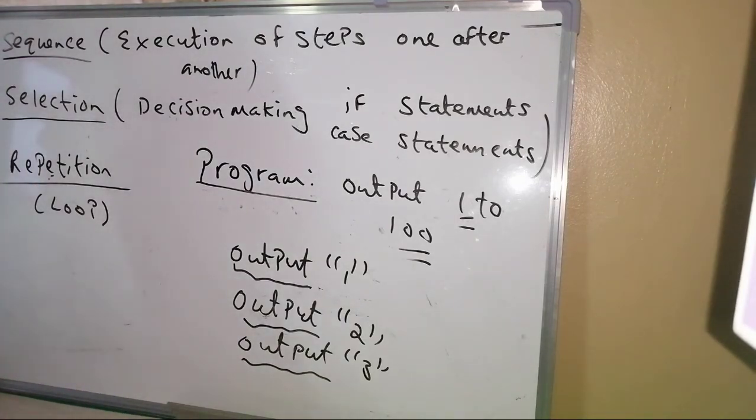Now we're going to start with one type of repetition which is known as the for loop, and we have the second type of loop which is also known as the repeat until, and then we have the while loop. Each of them, they are different to one another.